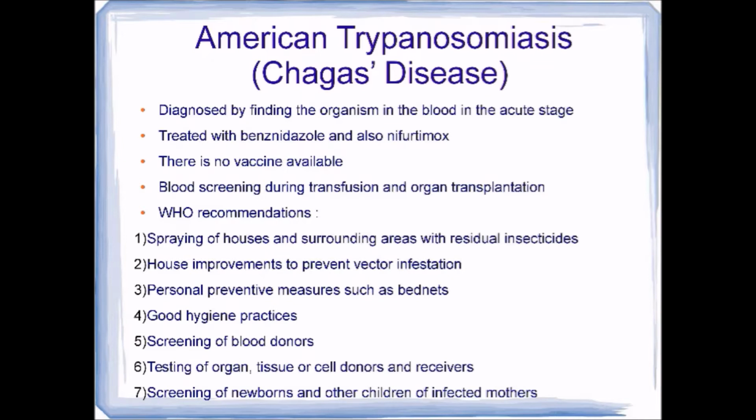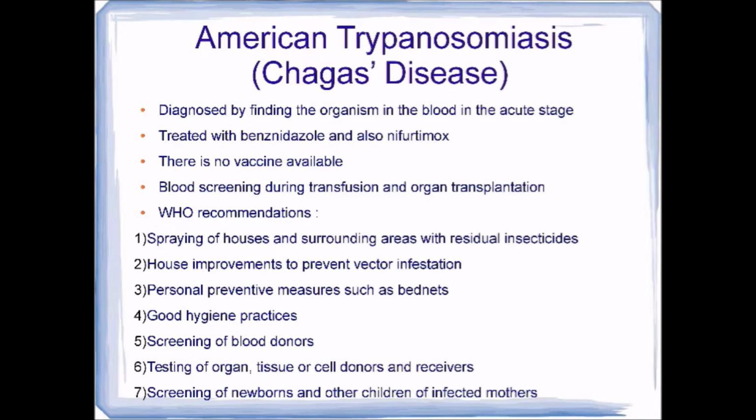Benznidazole and nifurtimox should not be taken by pregnant women or by people with kidney or liver failure. Nifurtimox is also contraindicated for people with a background of neurological or psychiatric disorders. Additionally, specific treatment for cardiac or digestive manifestations may be required. There is no vaccine for Chagas disease. Blood screening is necessary to prevent infection through transfusion and organ transplantation.